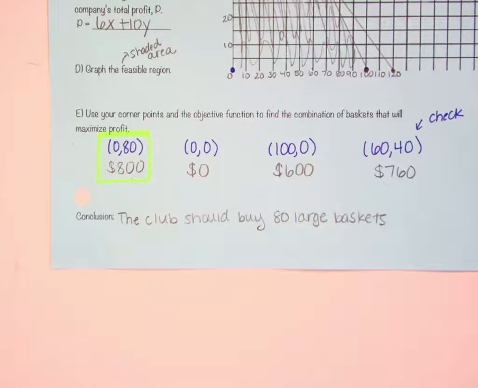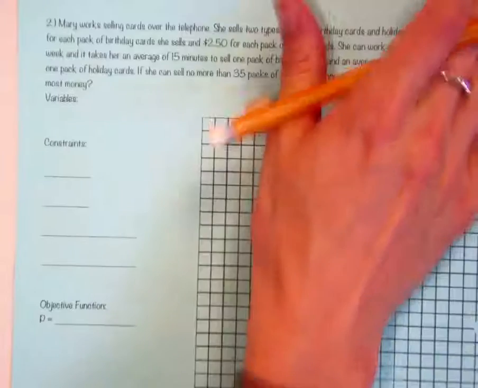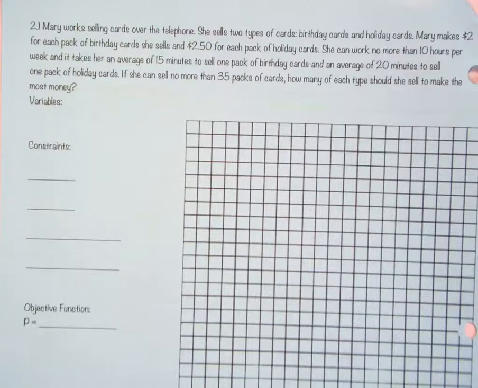Okay? All right, so let's read through this one together. We'll come up with the variables together, and then I'll give you guys a little bit of time to try to write the constraints on your own. All right, so Mary works selling cards over the telephone.